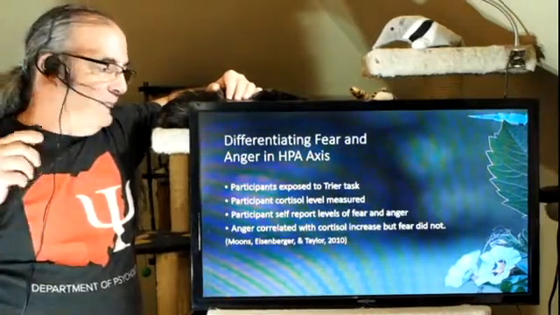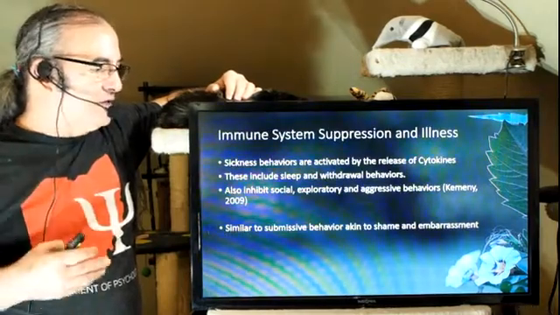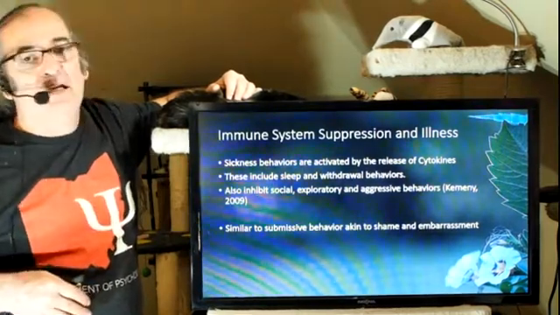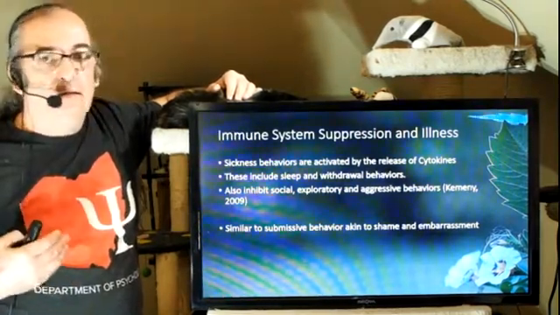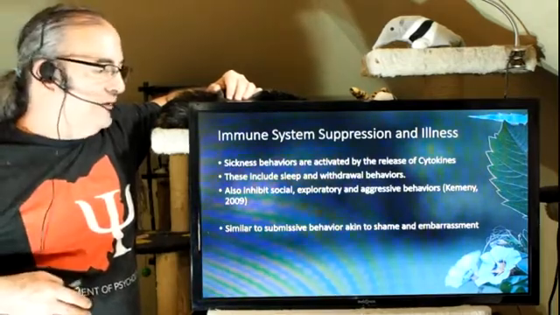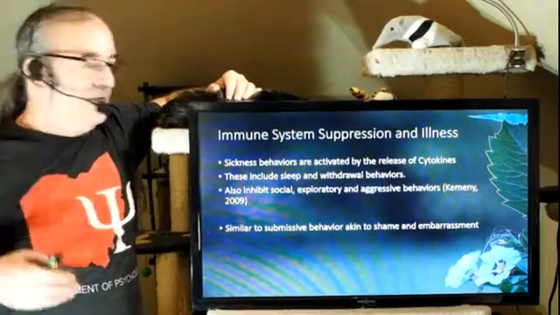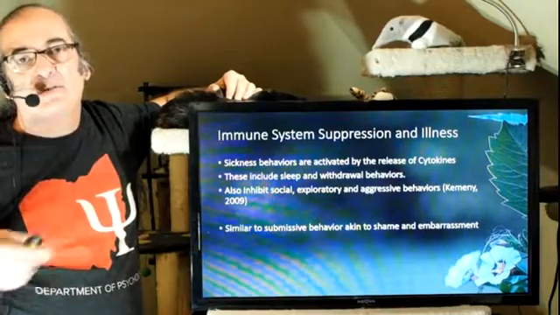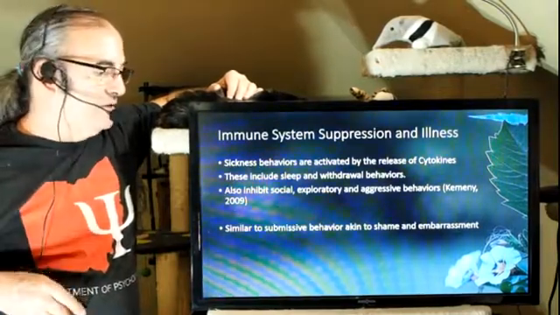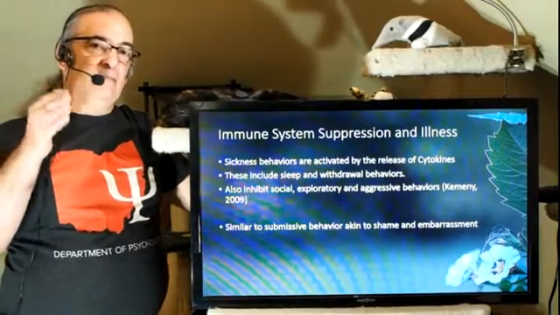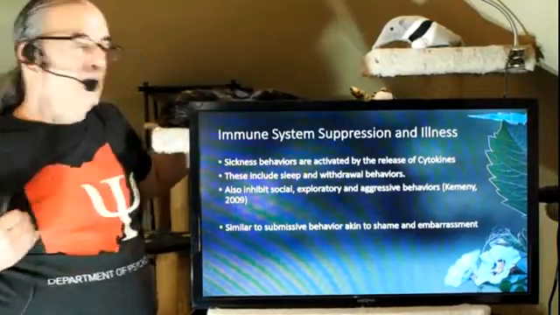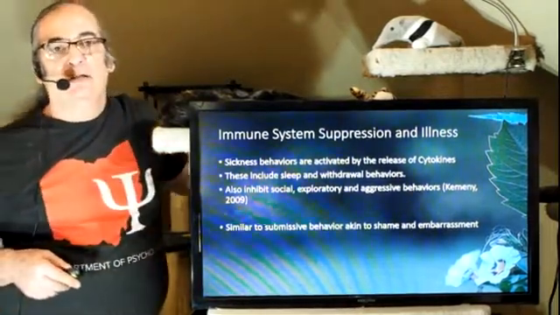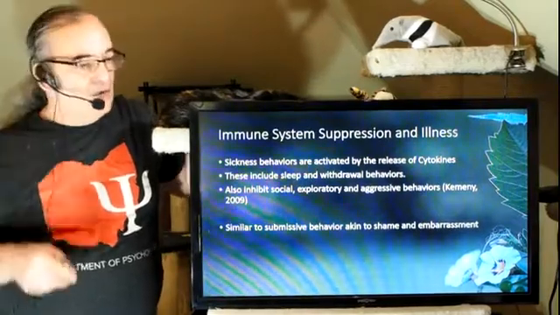So, what do we know then? Well, in immune system suppression in illness, sickness behaviors are activated by the release of cytokines. And these include sleep and withdrawal behaviors. So, as the body senses that we're becoming sick, what happens is it naturally inhibits the desire to socialize, to explore, or to engage in aggressive behaviors because we have to enter into a resting state to heal ourselves. Right? Now, notice that this mechanism may be very similar to mechanisms that cause shame or embarrassment behaviors. Again, a lot of work to be done here.